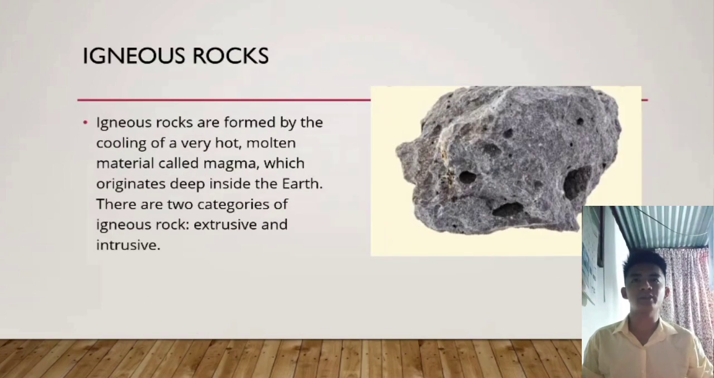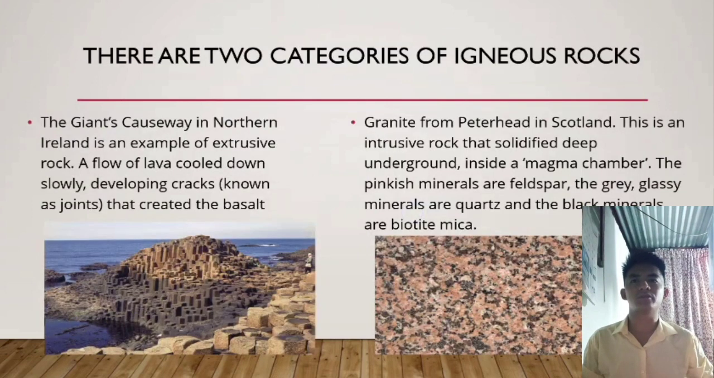Igneous rocks are formed by the cooling of a very hot molten material called magma, which originates deep inside the earth. There are two categories of igneous rock, extrusive and intrusive. The Giant's Causeway in Northern Ireland is an example of extrusive rock. A flow of lava cooled down slowly, developing cracks known as joints that created the basalts. Granite from Peterhead in Scotland is an example of intrusive rock that solidified deep underground.